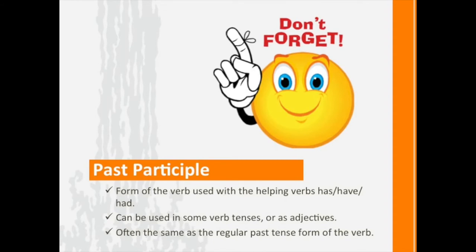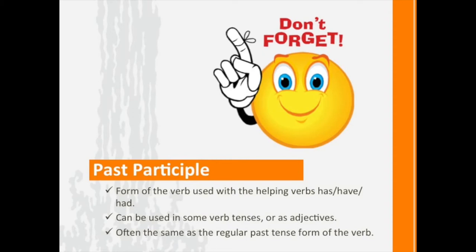First, these are the things you need to remember from last week's lesson about past participle forms of the verb. You don't need to write this down unless it's something you're still a little uncomfortable with. To make the past participle form of the verb, you will be thinking about the helping verbs. The past participle is the form of the verb that's used with the helping verbs has, have, or had. For example, in a sentence, you might say, I have seen that movie 3 times.